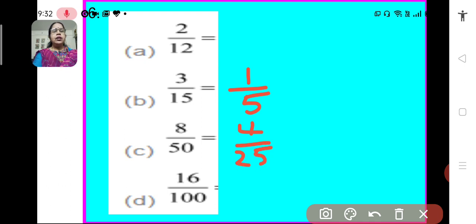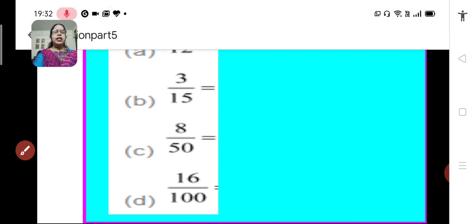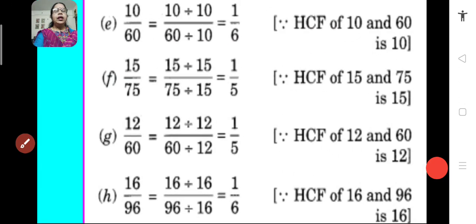And in the last one, the HCF will be 4. So again we will get 4 upon 25 as the simplest form of 16 upon 100. So here we have 1 upon 6 for the first one, 1 upon 5 for the second one, and for the third one we have 4 upon 25, because the simplest form of 16 upon 100 is 4 upon 25. Now, let us see the same for the other fractions also.